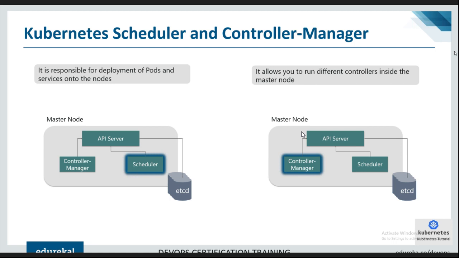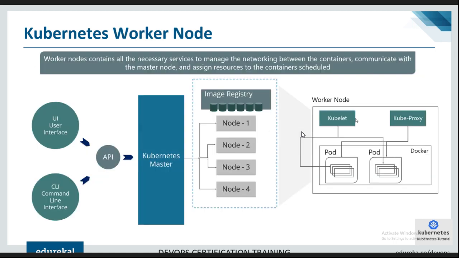And the same way, if you want to define the entire structure for a Kubernetes worker, then the same concept remains in the Kubernetes worker as well. But unlike what we've seen in the master, where we have the controller manager and the scheduler, here we don't have that scheduler and controller manager. Here we basically have kubelet and kubeproxy available, right? So the worker nodes contain all the necessary services to manage the networking between the containers. It makes sure that we are communicating that part well, and then we can assign resources to the containers that have been scheduled, right?